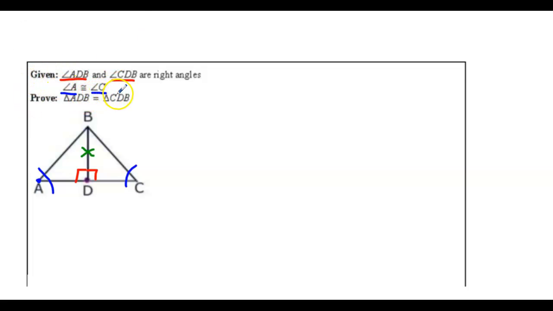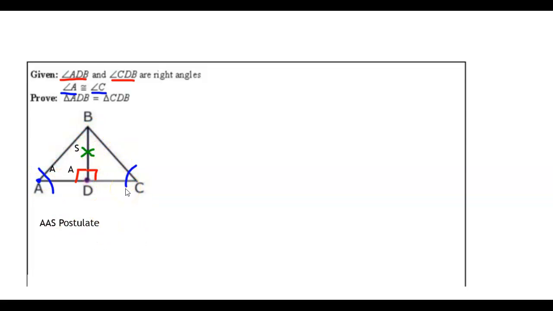Okay, again, I'm going to try to make a strategy here. I have to prove that these two triangles are congruent. So I know that I have an angle, and I have an angle, and I have a side in that order, right? Angle, angle, side. So it shouldn't be too tough to figure this out. This one's going to be angle, angle, side. This is a little warning here.